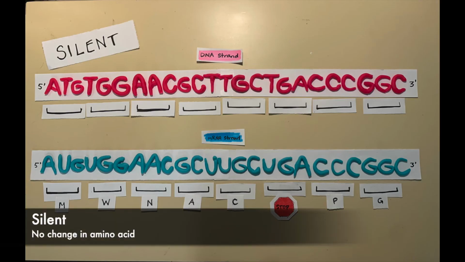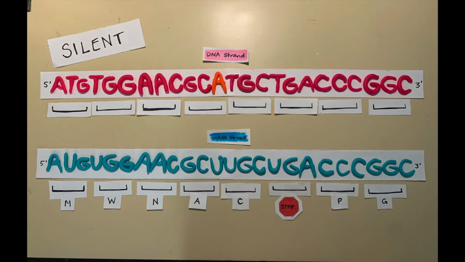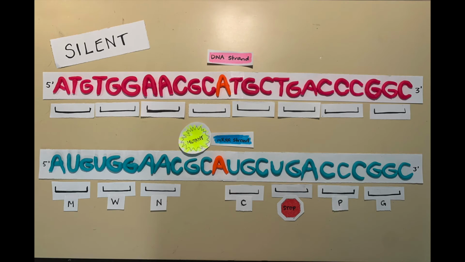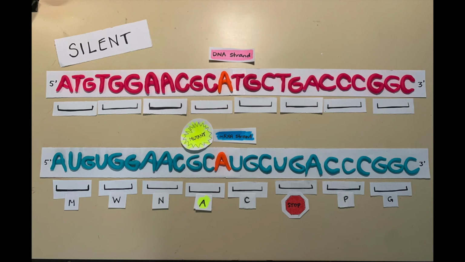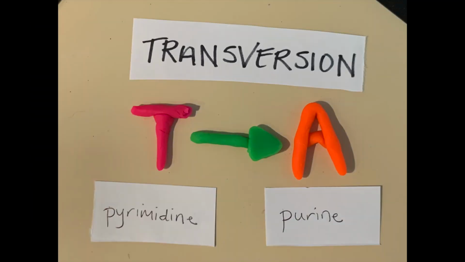A silent mutation refers to the idea that a change in base will still code for the same amino acid. Here, GCU was converted to GCA. GCU and GCA both code for the amino acid alanine. The change to the A categorizes this as a transversion mutation.